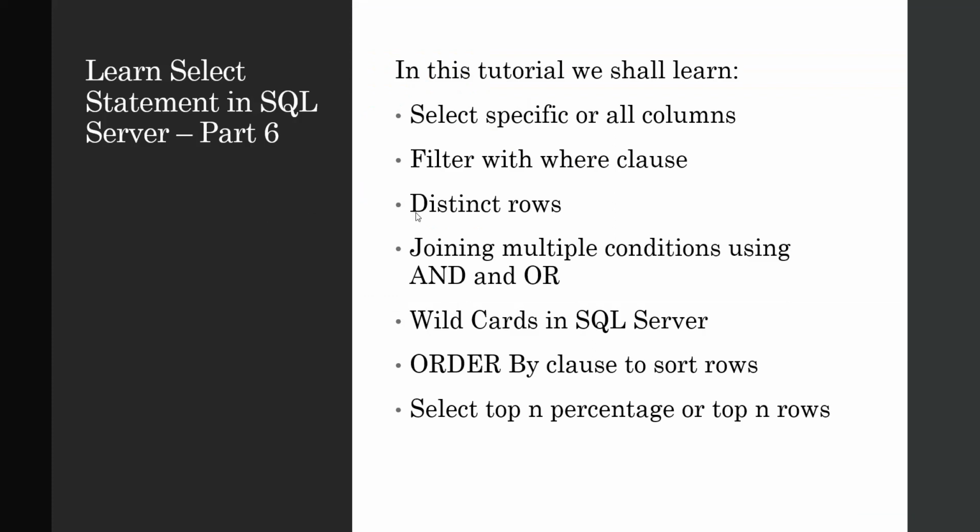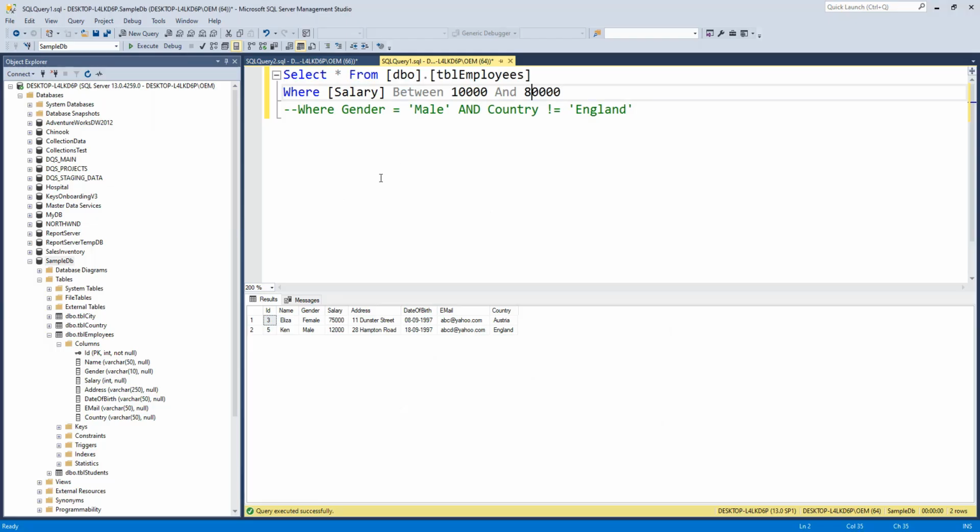Now let's go for distinct rows. For distinct rows, we use the select distinct clause. Here, if you look into the first query, select star from the employees table, you get two records which have the country England, for Sam and Ken. So if you wish to see distinct records for England, let's see how it works.